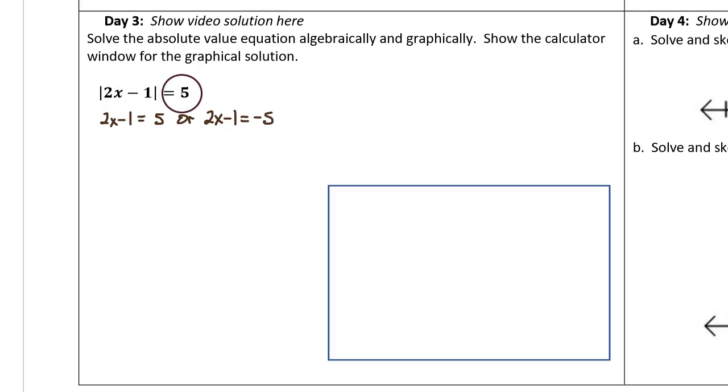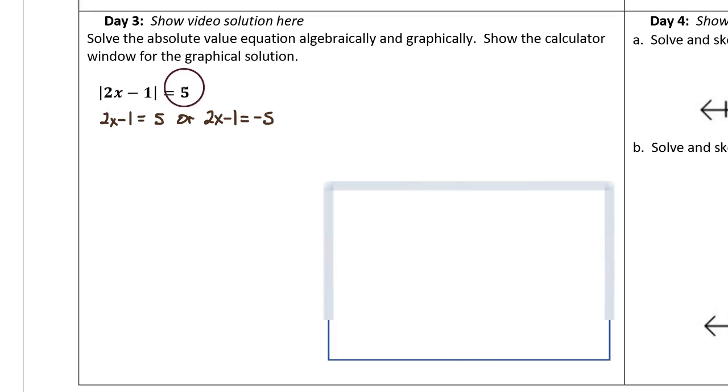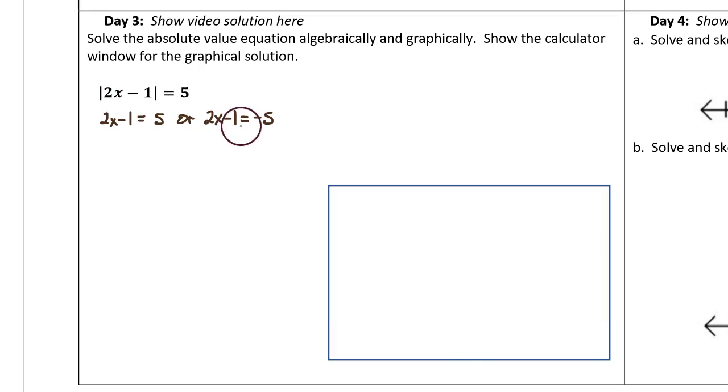Because if this expression inside turns out to be a positive 5, when you take the absolute value, you'll get 5. But if this happened to turn out to be negative 5 and you took this absolute value, you would still equal 5. Now solve both of these equations to get the answers.